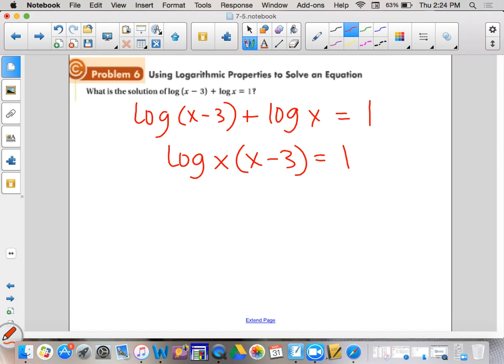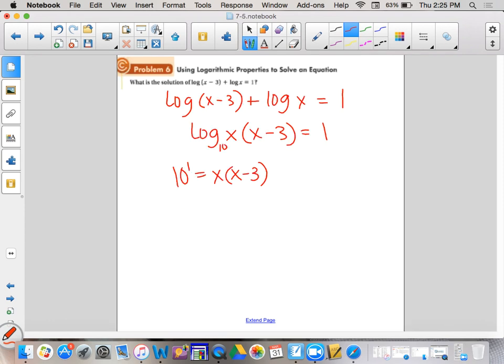What's my base? So if I take this problem and turn it into an exponential equation, what's it going to look like? Correct. 10 raised to the 1 equals x times (x - 3). So 10 raised to the 1 gives me 10. What do you think I'm going to do with this x? So I've got x squared minus 3x.